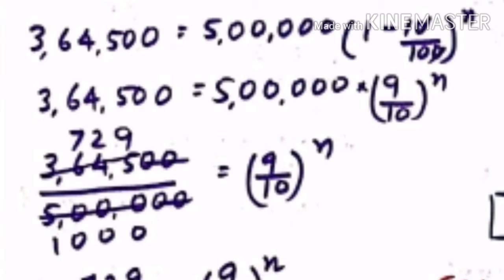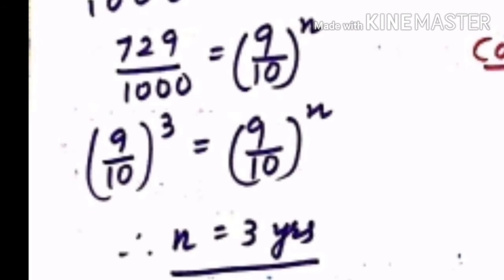Now you have to think whether 729 and 1000 are cubes, because you can see 1000 is a cube number. So now I wrote (9 by 10) cube, because 729 upon 1000 is the cube of 9 by 10. If the bases are similar we compare the powers. So here n is equal to 3 years, meaning the time period n they asked to find is 3 years. In 3 years' time it will depreciate.